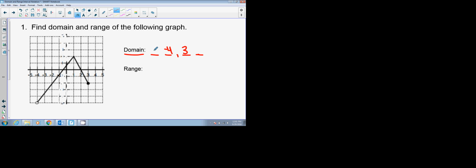Now we need to determine if we put a bracket or a parenthesis on both of these. So the -4, if you notice at -4 there's an open dot. An open dot means that an open point or that value is not included, which means we put a parenthesis.